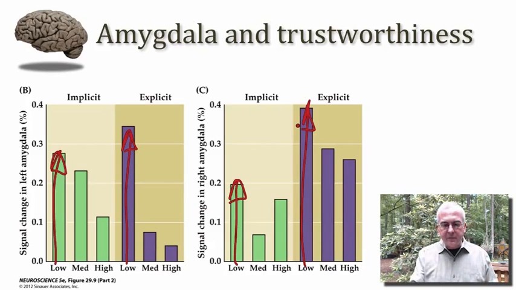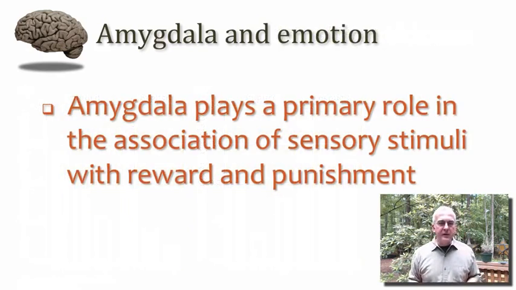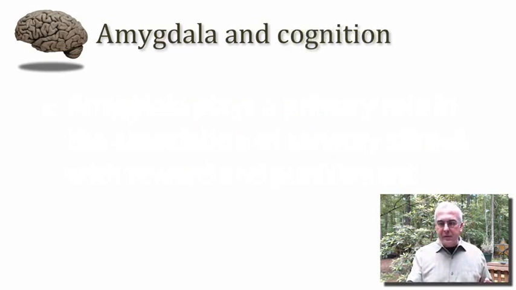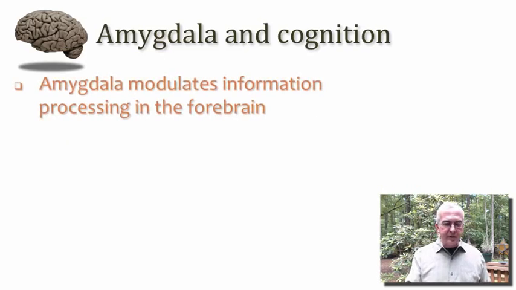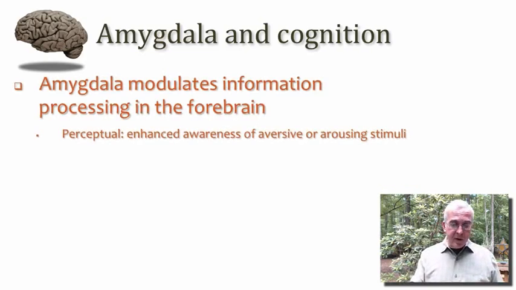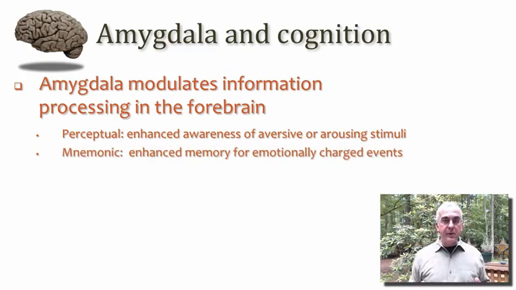So let me try to summarize what I've said so far about the amygdala. So the amygdala clearly plays a primary role in the association of sensory stimuli with reward and punishment. But I think more generally, the amygdala has an important role to play in cognition. The amygdala modulates information processing in the forebrain, and it has an impact on our perceptual systems. It can enhance the awareness or the attentiveness of our perceptual systems to aversive or arousing stimuli. The amygdala can have an impact on memory, on our mnemonic systems. It can enhance memory for emotionally charged events.